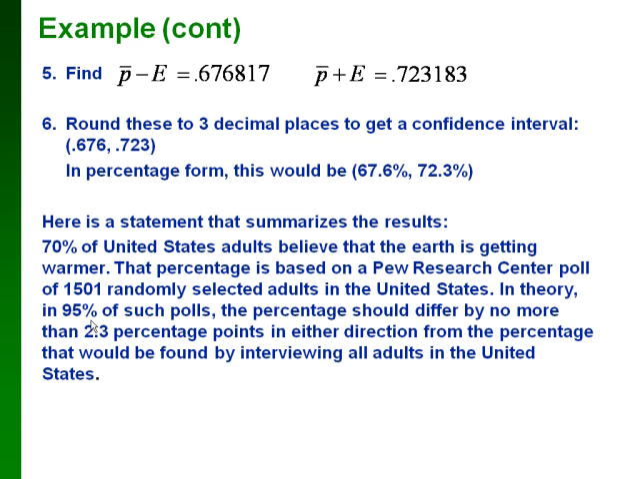In theory, in 95% of such polls, the percentage should differ by no more than 2.3 percentage points in either direction from the percentage that would be found by interviewing all adults in the United States. Basically what we're doing here is giving the sample proportion as our estimate, and where it talks about varying by 2.3 percentage points, that's the margin of error. And notice here our confidence level was 95%.